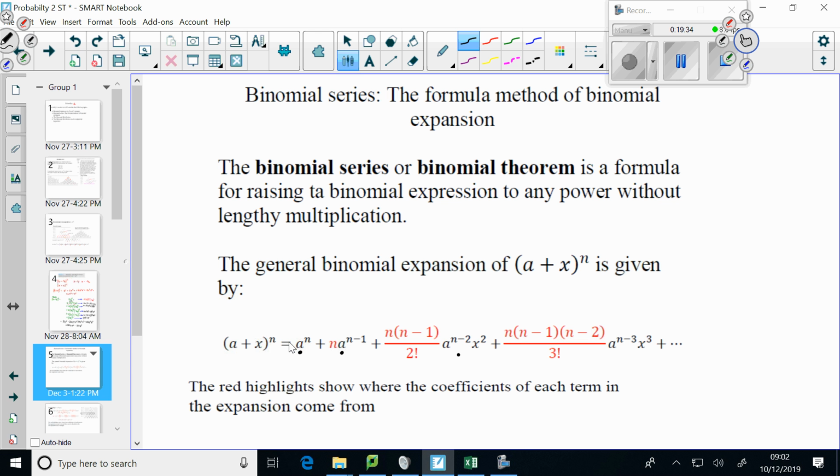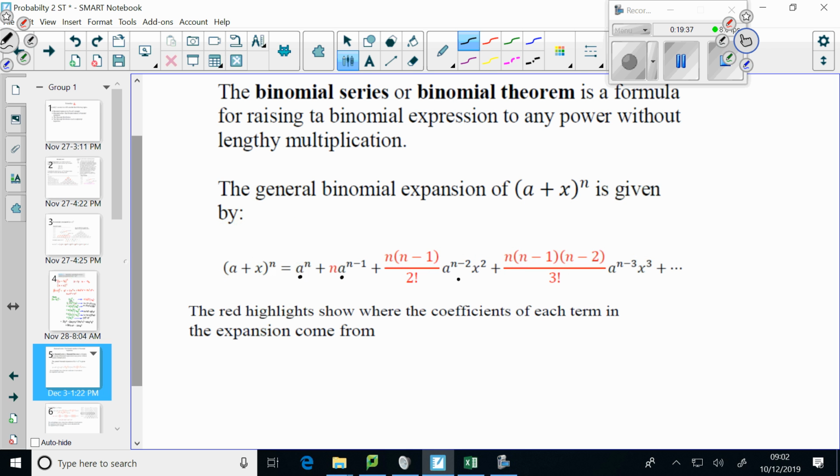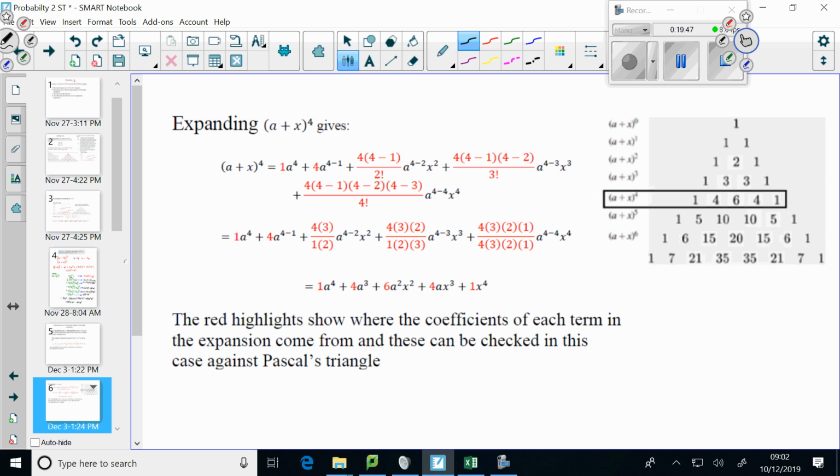Okay, if we look lower down your page on the next slide, we can see how that works to expand (a plus 4x) to the 4. I put all the numbers in so we know the first coefficient is 1, then we put in n, n as 4 in this case. Then we put in n times n minus 1 on the top line over 2 factorial, and so on through each of the terms. And then we simplify those.